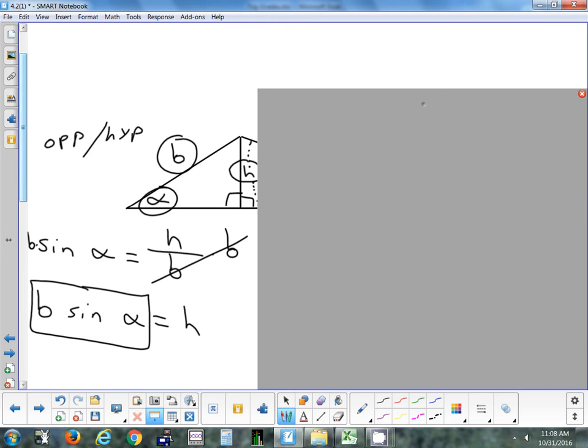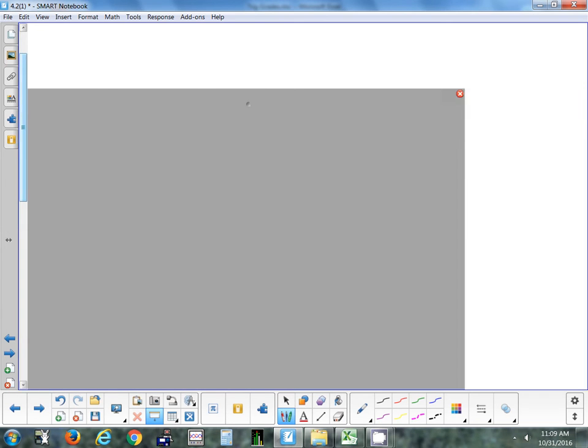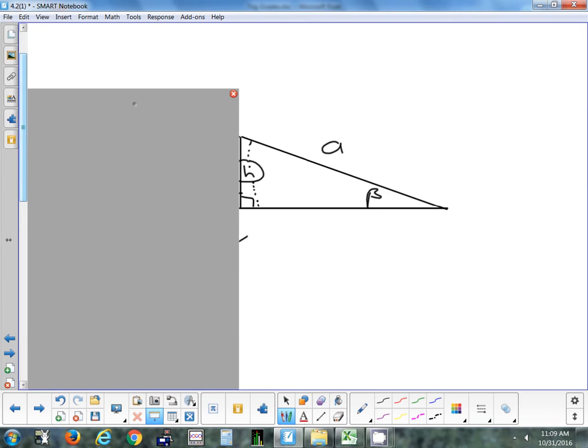Any questions on that? So we just calculated a formula for the height. It's b times the sine of the angle. But we don't know b and we don't know the angle, so we can't really do anything with that. All right, so let's take a look at the other side. I'm going to do the same thing again. I want to come up with a formula involving my angle, the height, and the hypotenuse.